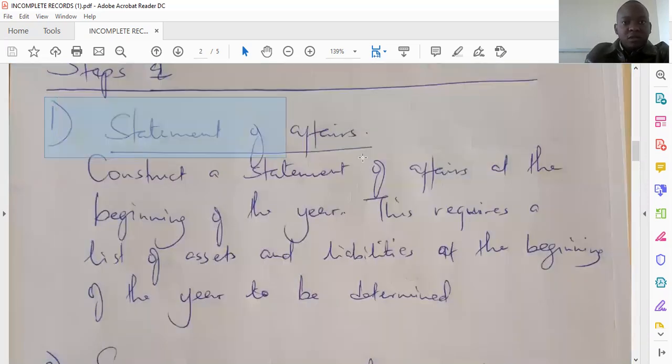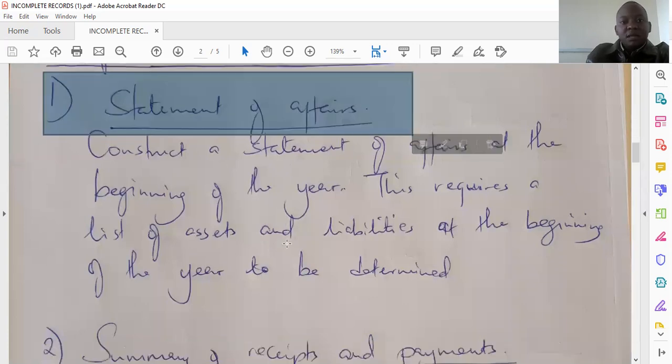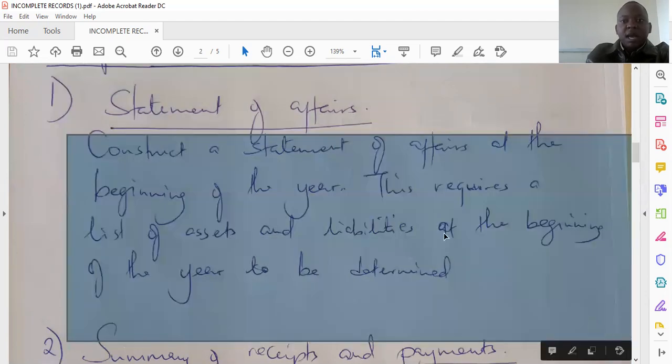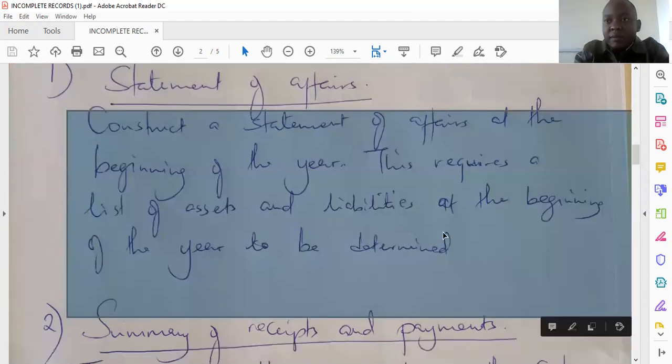The first step is to construct the statement of affairs, and the statement of affairs is basically a list of assets and liabilities at the beginning of the accounting period.